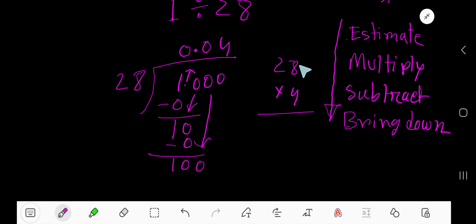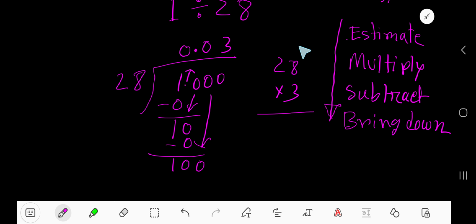4 times 8, 32. Write 2, carry 3 to the next column. 4 times 2, 8, 8 plus 3, 11. 112. We also exceed 100. So 4 is not acceptable, that is, our estimation is not so good. So let's write here 3.